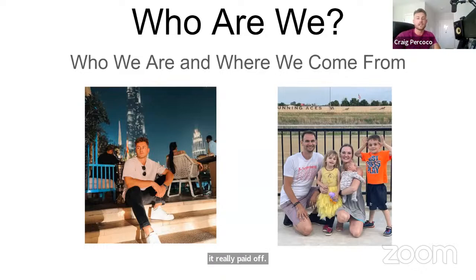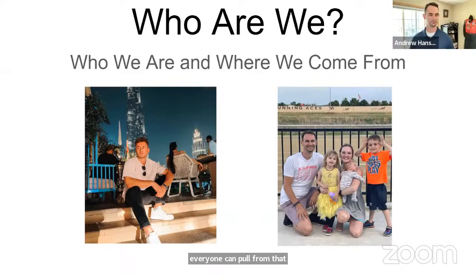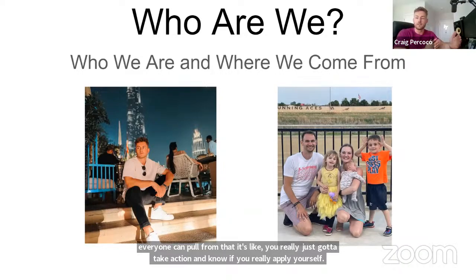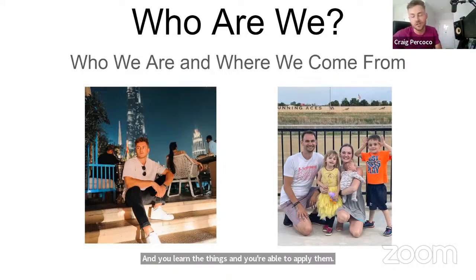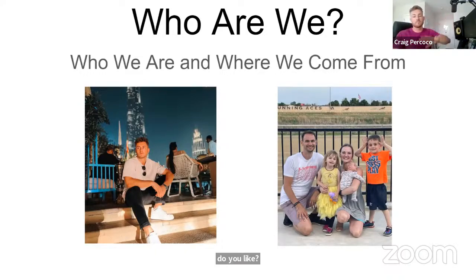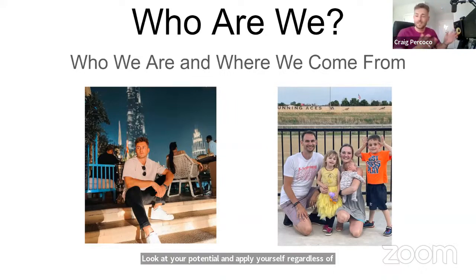But I think everyone can pull from that. You really just got to take action, and if you really apply yourself and you learn the things and you're able to apply them, that's where the magic comes from. It's such a shame morally to be able to know all this information and have all this potential, and you leave it on the table. It's such a shame. It really is. And I think that should be the driving force for everyone. Really look inside yourself and look at your potential and apply yourself, regardless of what it is in your personal life. In this, apply yourself. That's what it's all about.